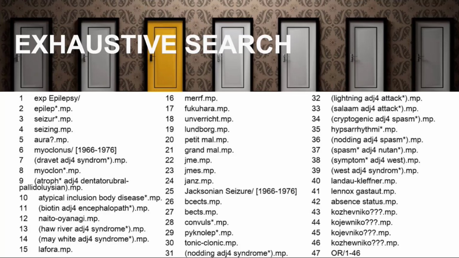And then there's exhaustive searching. So for the same concept, epilepsy, if you were doing something like a systematic review, your epilepsy search might look something more like this. So in this kind of searching, you're aiming to find all of the literature that has used any term that anyone has ever used to describe the concept that you're looking for.